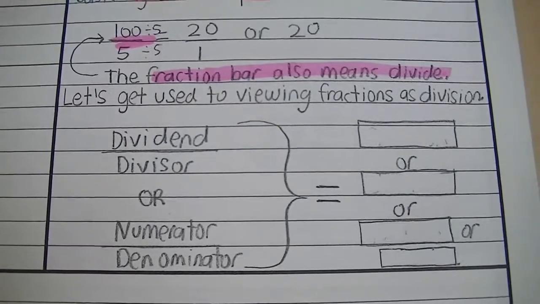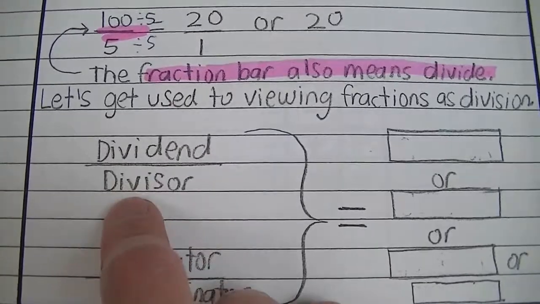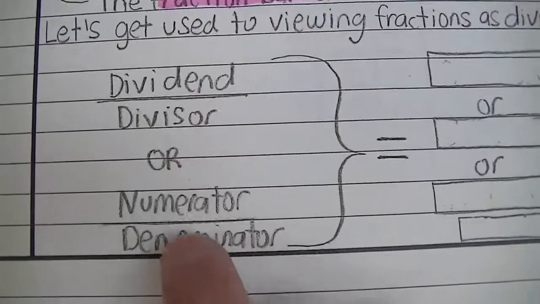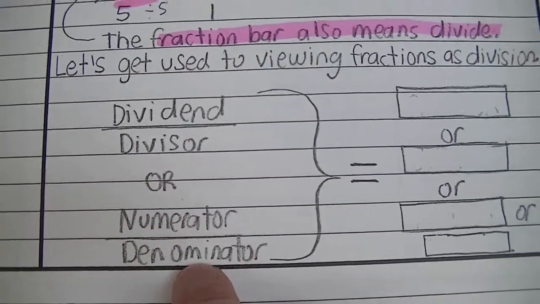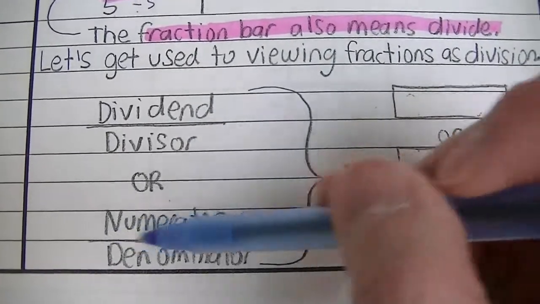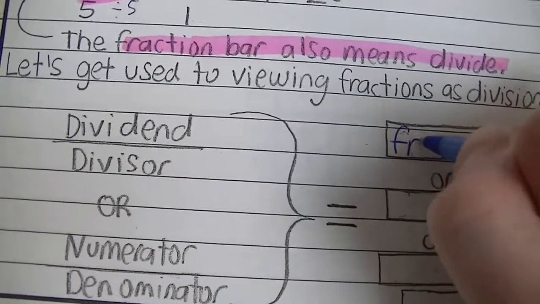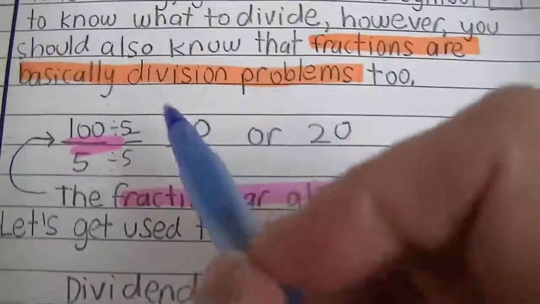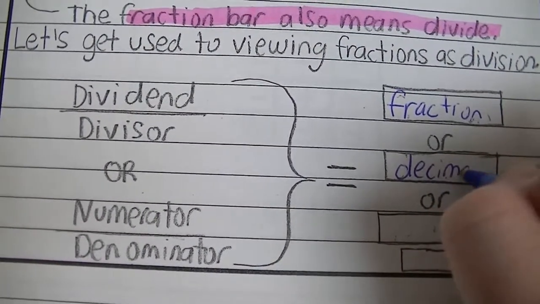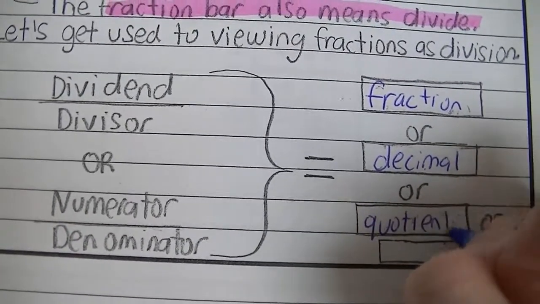So let's get used to viewing fractions as division. So you could think of it as the dividend divided by the divisor, similar to up here, the dividend divided by the divisor, like that. Or you can call it the numerator divided by the denominator. And when you take the dividend divided by the divisor, or when you take the numerator divided by the denominator, that's going to give you a fraction as your answer, like right up here. It can give you a decimal answer. It can give you the quotient or a ratio.